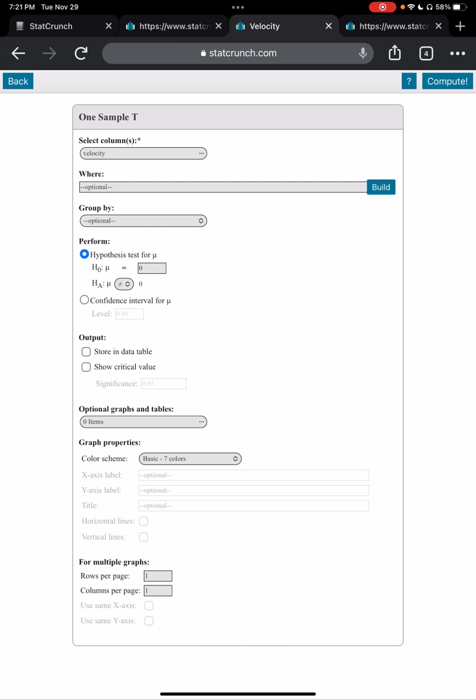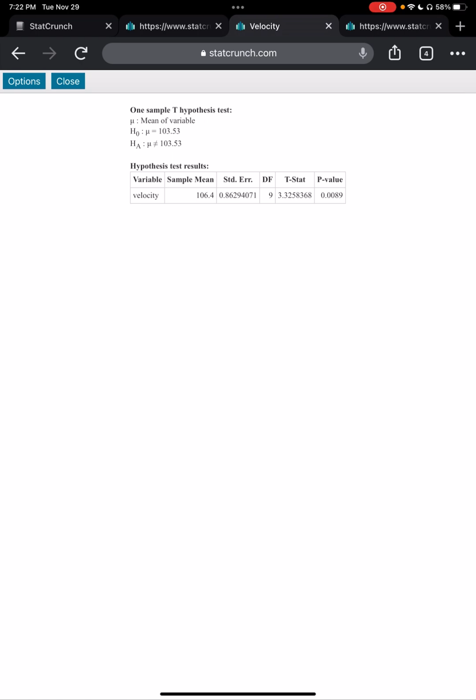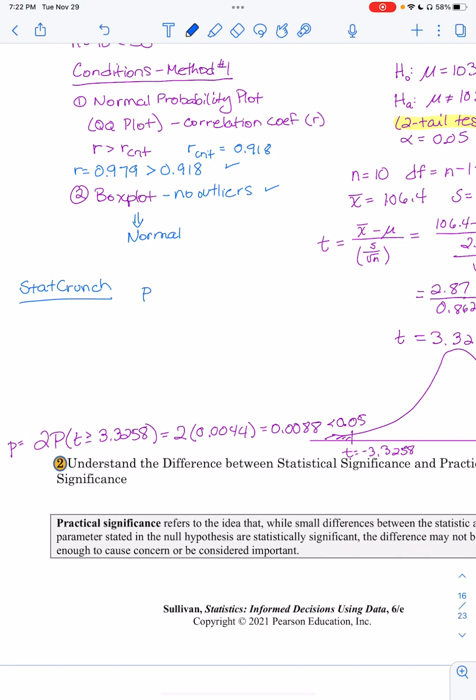I'm going to go down to my hypothesis, and I want to test for a population mean of 103.53, and I want not equal to that. That was what my null and alternative hypotheses were. So I can go ahead and hit compute, and what you see here is my t statistic matches the one that we calculated, 3.3258, and the p-value is 0.0089. So if I pop back over here, I get a p-value equal to 0.0089. You'll notice that the two p-values are very, very close. This is just rounding. So this again is less than 0.05, which is my alpha.